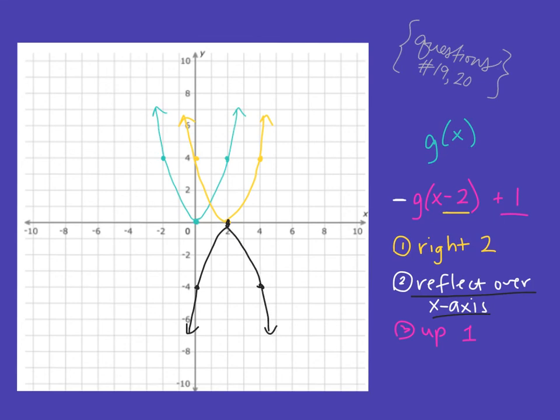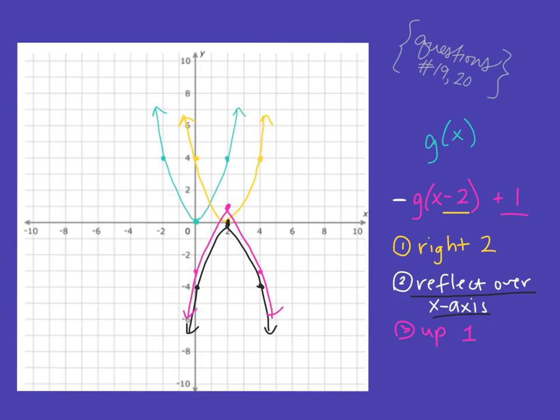And lastly, we want to move it up 1. So we're going to take the black parabola and move all the coordinate points up 1 from where they are. Now that one's pretty simple. That one is just an x squared.